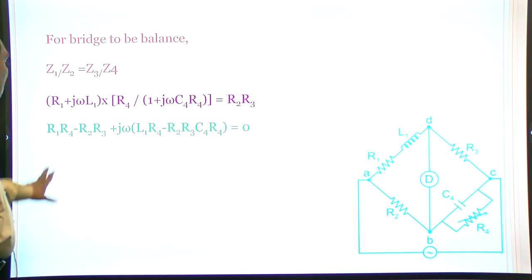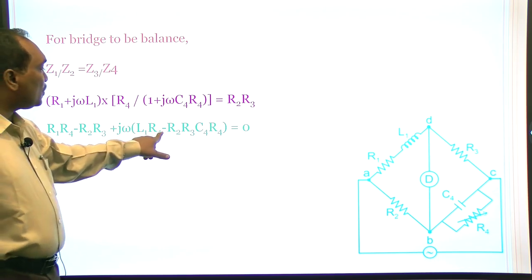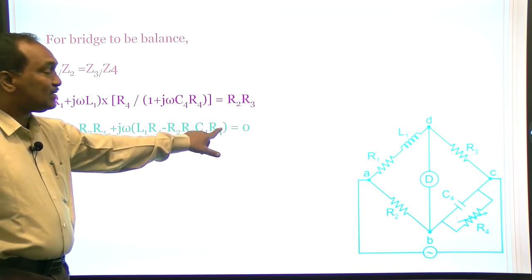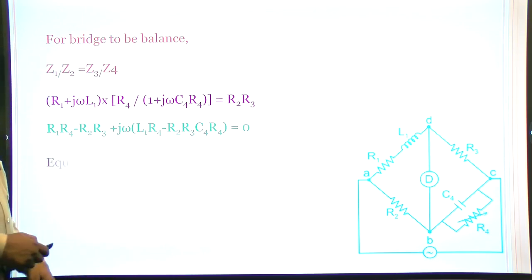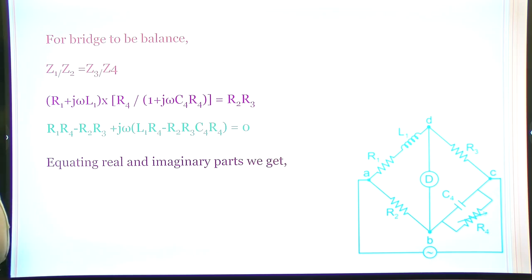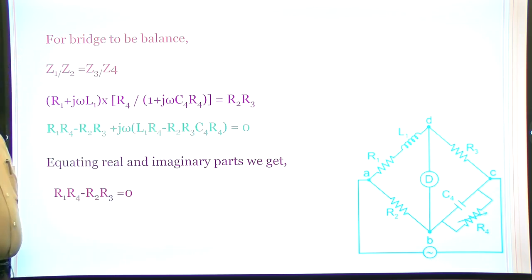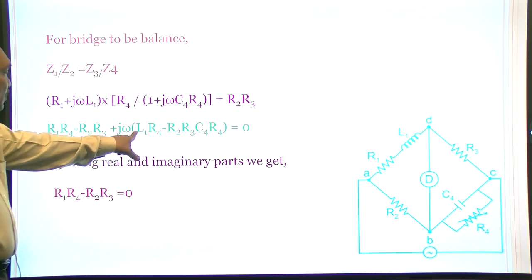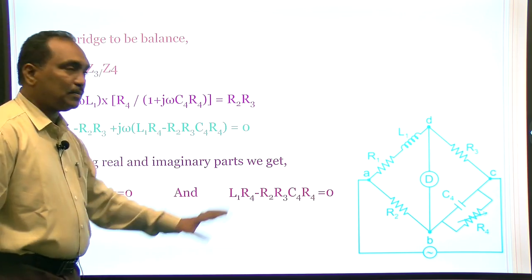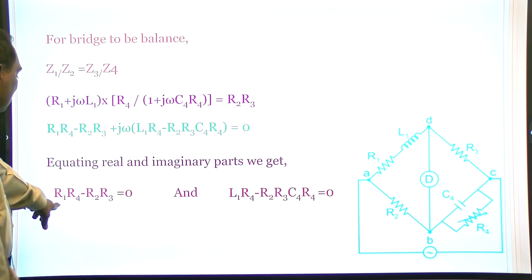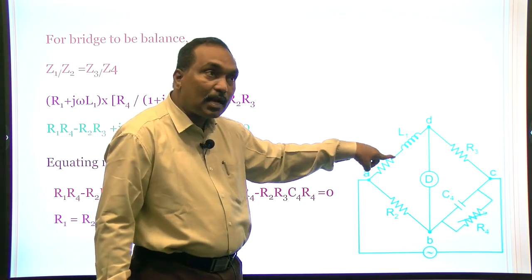Here we observe that R1 R4 minus R2 R3 is the real term. And j omega into L1 R4 minus R2 R3 C4 R4 is the imaginary term, because there is the imaginary j. So, by comparing the real and imaginary parts, the real part is R1 R4 minus R2 R3 is equal to 0, and the imaginary part is omega into L1 R4 minus R2 R3 C4 R4 is equal to 0. So, from the real part, R1 is equal to R2 R3 by R4. By using this equation, we can determine the resistance.